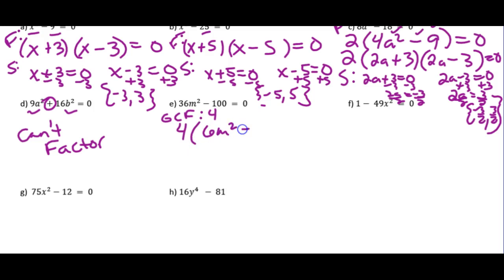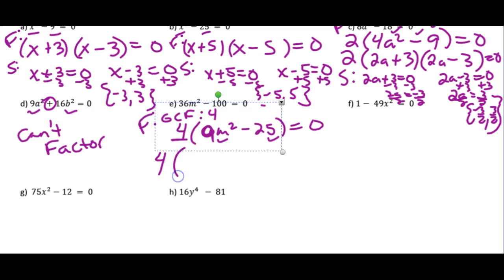9m squared minus 25. I'm sorry, that's a 9. Then we still have a difference of squares. That's a perfect square, and that is a difference. If I didn't factor out the GCF, I would miss that 4 being a factor. That's what we're doing right now, factoring. So I have a 4 out front.